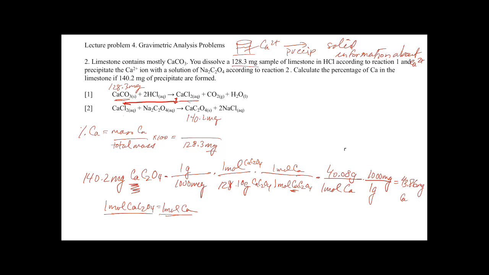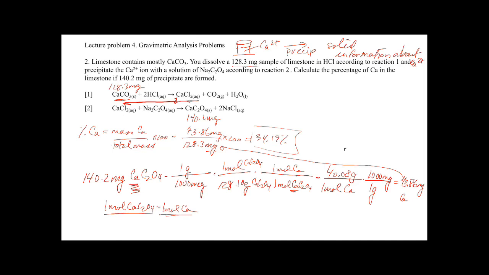So we can plug that in over here. 43.86 milligrams divided by 128.3 milligrams. Multiply this by 100, and we're going to get our 34.19% for the calcium in the limestone.